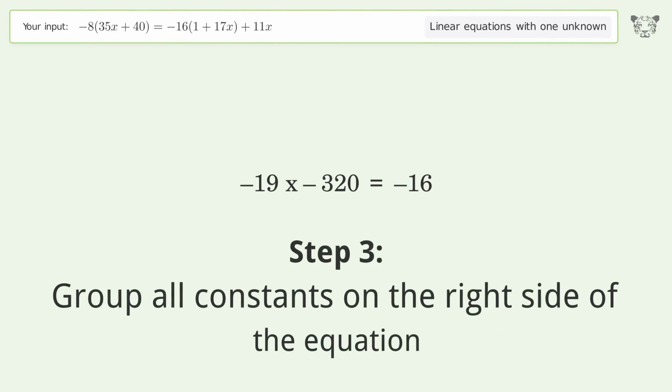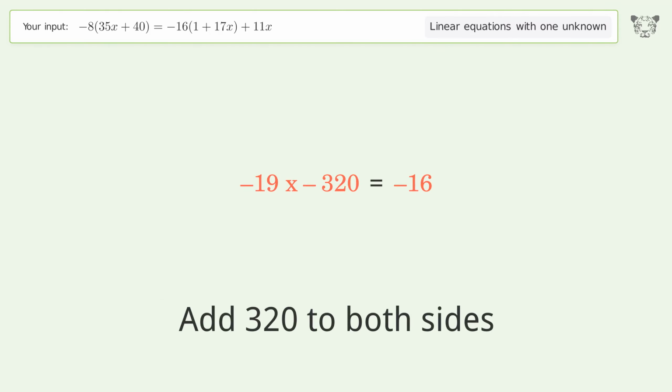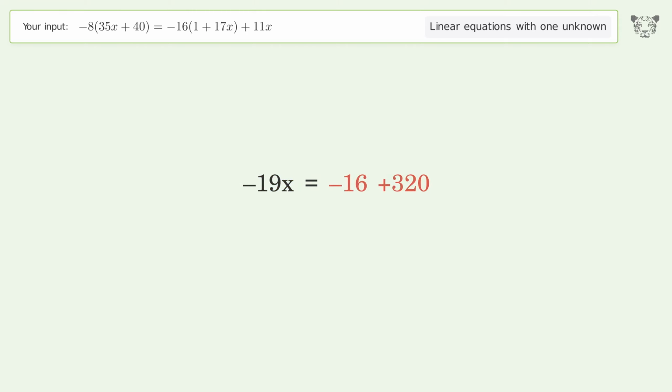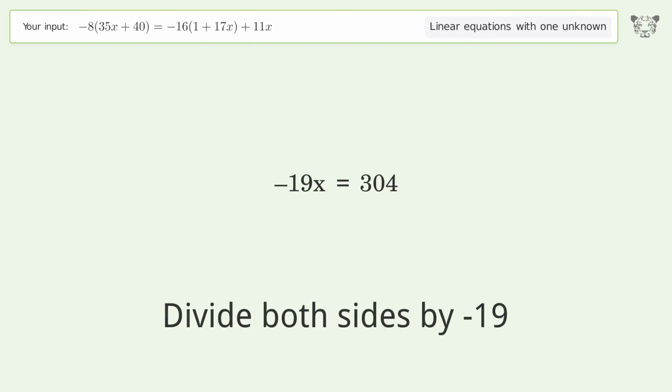Group all constants on the right side of the equation. Add 320 to both sides. Simplify the arithmetic. Isolate the x. Divide both sides by -19.